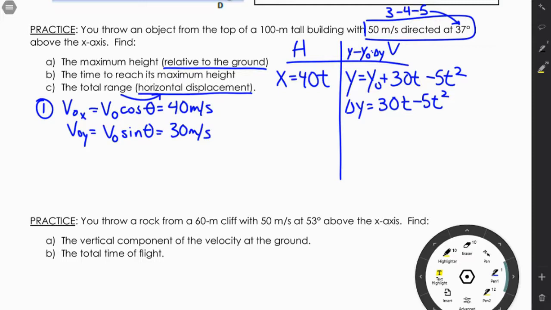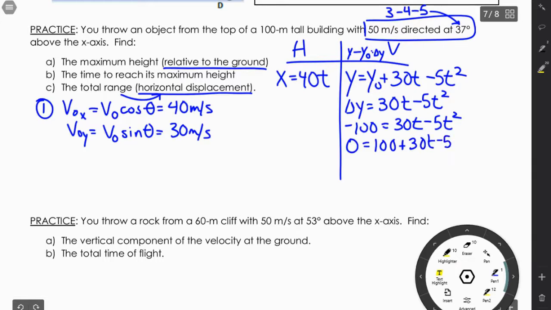What we're going to do here is we know that we have a displacement of negative 100, because we're going to land below our starting point. Which means I would probably need to use the quadratic equation to determine the time, or actually this would give us our total time, sorry, by using the quadratic equation.